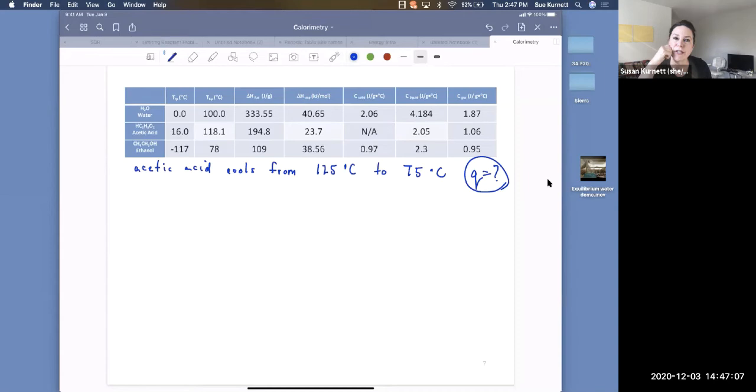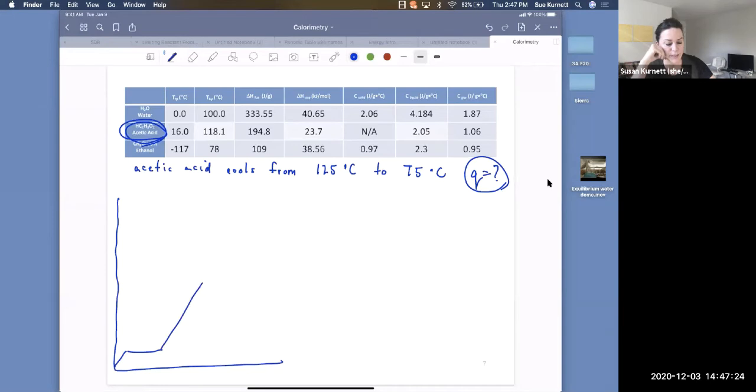Okay, for the next problem, we're going to use the same table, but this time let's do acetic acid and have it cool from 125 to 75 degrees C. When I do this, I would still have it go solid warming, solid melting, liquid warming, liquid vaporizing, gas raising in temperature. I still draw it the same way, but in my head, I'm thinking we're going down, becoming a solid, and then going down. So I'm going to put in the melting points and the boiling point.